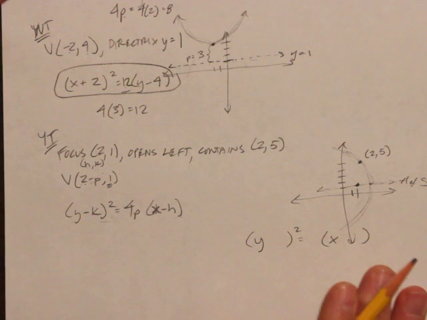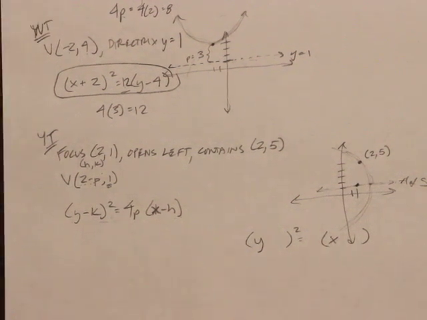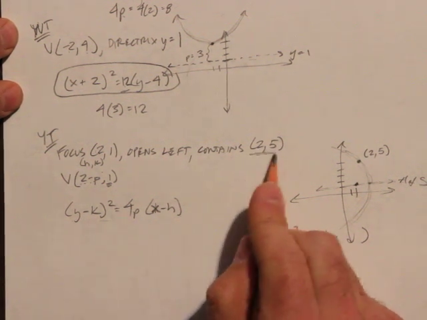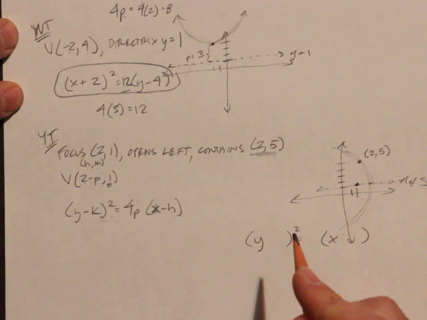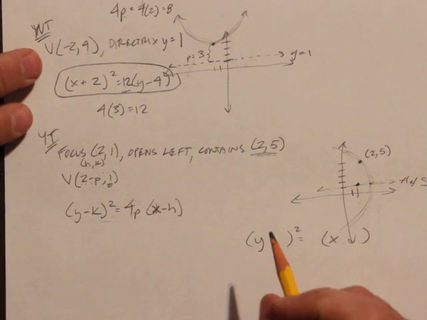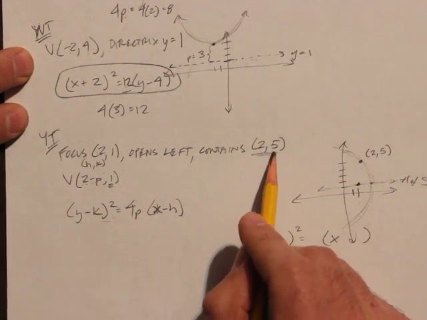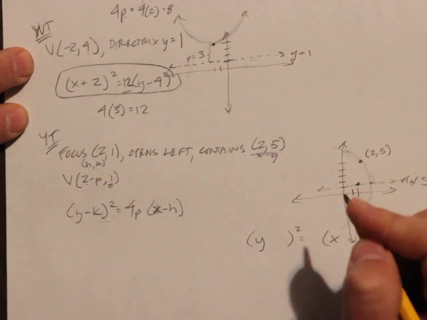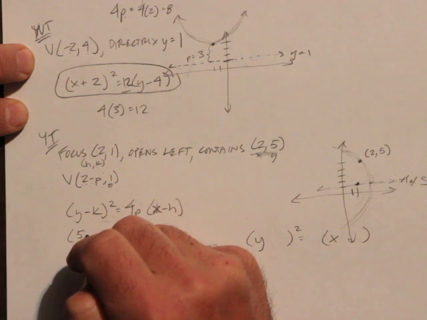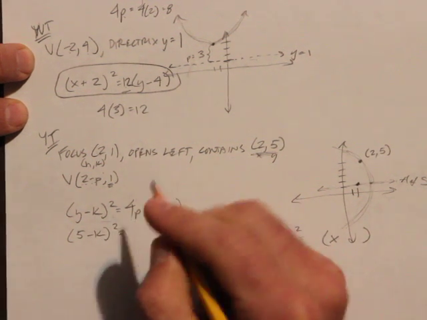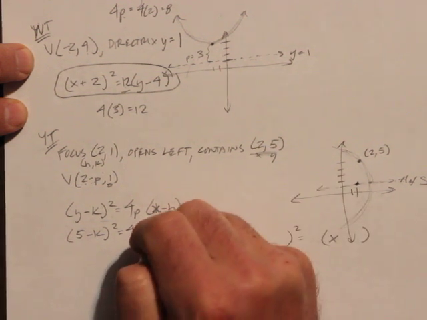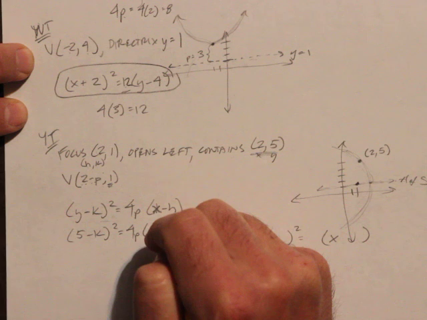Sorry, this is the most confusing of all of the equations we're going to do, but I think it's worth looking into. So what I'm going to do here is plug in this point to help me find my answer. Just like when we were trying to find the equation of a line back in Algebra 1, we're going to do the same kind of thing here. We're going to plug in this point. So this is my x value and this is my y value. So I'm going to say (5 minus k) squared equals 4 times p times my x value, which is 2, minus h.